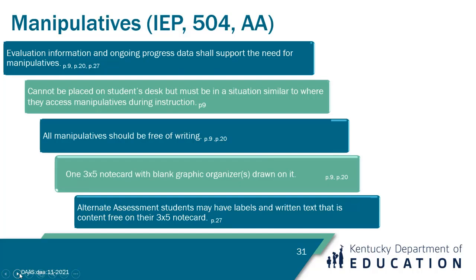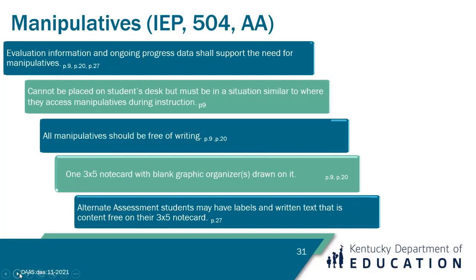Manipulative placement during assessment should be consistent with where the placement is during instruction. The student has to choose which one they want and when they want to use it. Alternate assessment students can have writing and labels on their note card as long as it is not content. Once developed, visually impaired students can have their 3x5 note card increased to a size they can read.